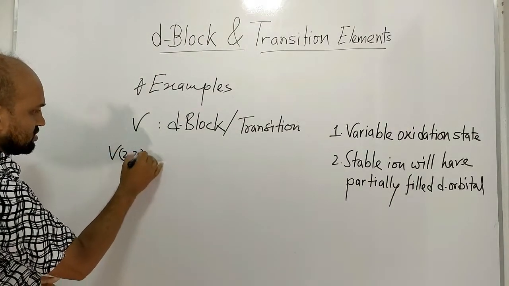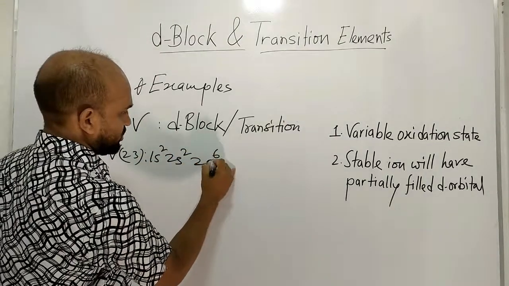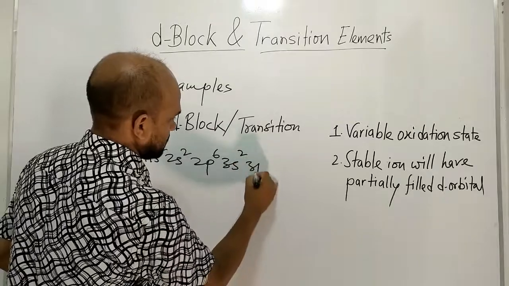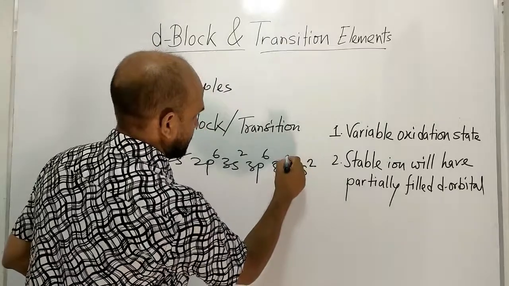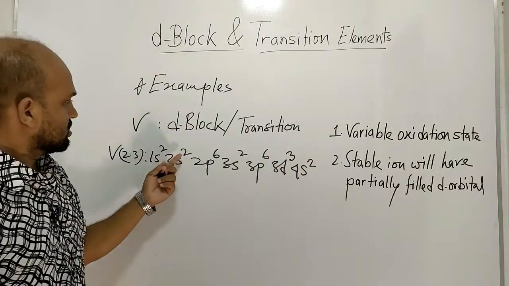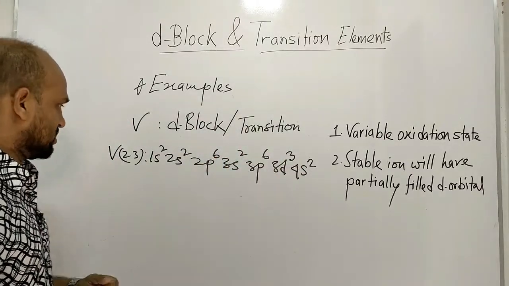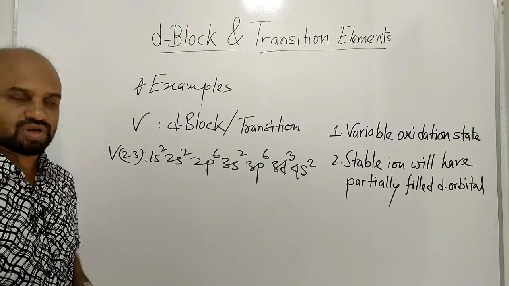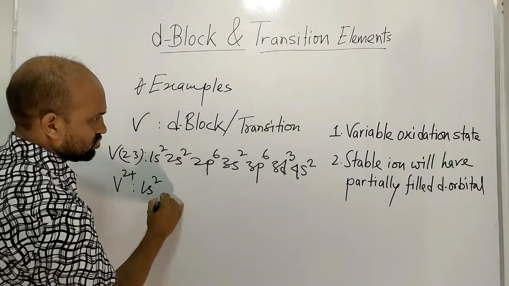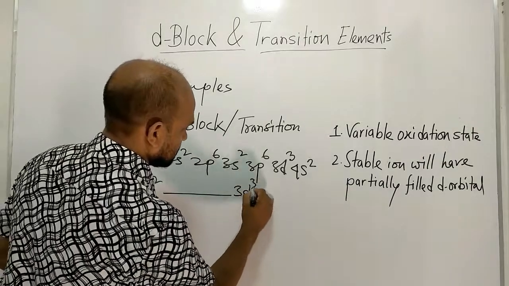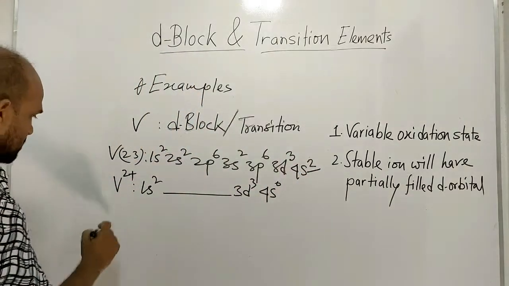Vanadium, atomic number 23: 1s2, 2s2, 2p6, 3s2, 3p6, 3d3, 4s2, with electron counts 2, 4, 10, 12, 18, 20, 23. Vanadium can form different ions, like vanadium 2 plus: 1s2 ... 3d3, 4s0. That means these two electrons will go away.